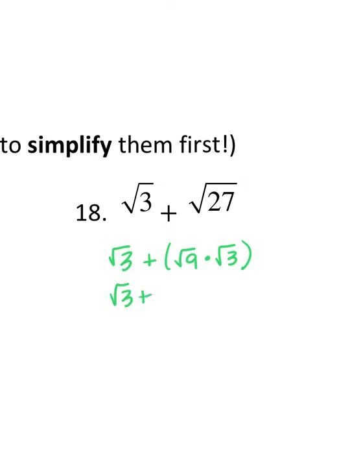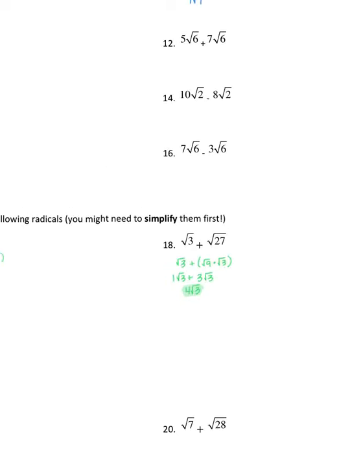And so when we take, I'm going to bring that down again. Radical 9, the square root of 9 is 3. And we're going to leave the radical 3 the same. So now we have radical 3 plus 3 radical 3, or 1 radical 3 plus 3 radical 3 would be 4 radical 3. And that's your answer there.